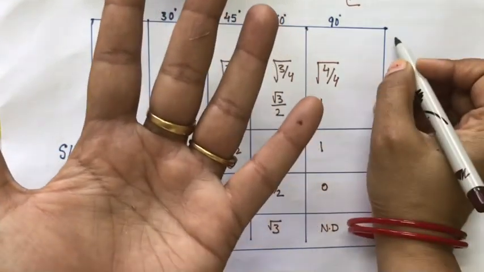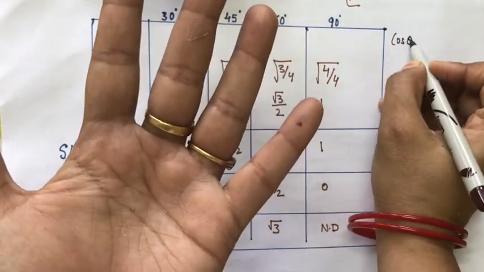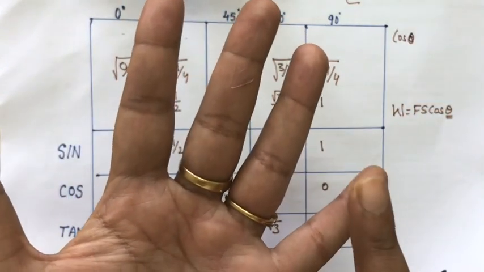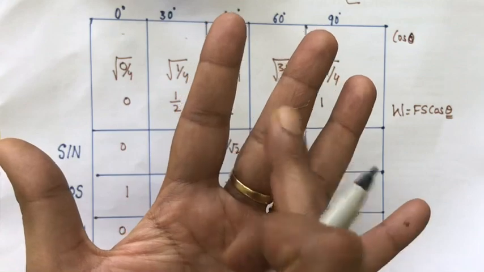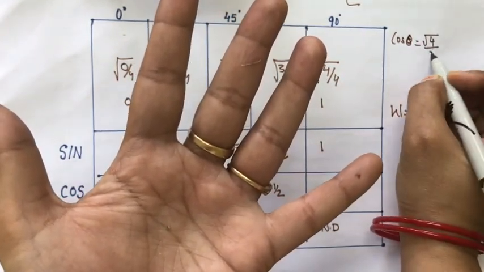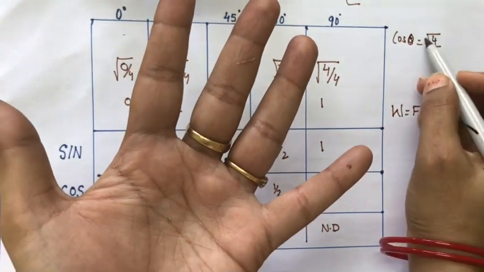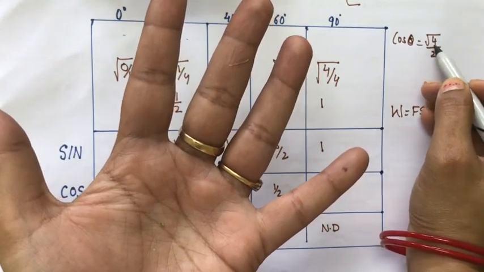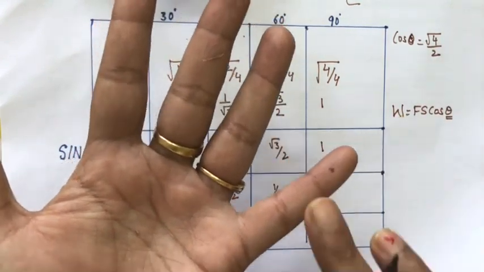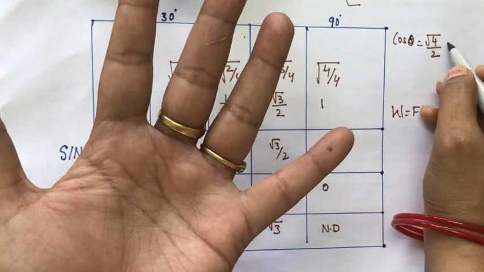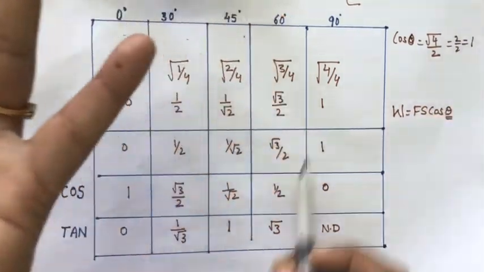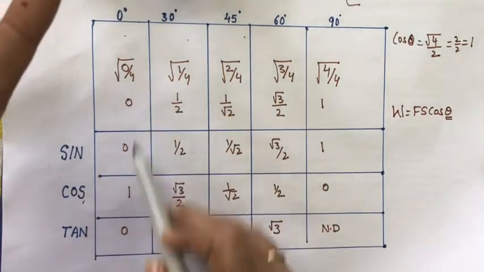So first I am finding the value of cos 0. So this is the first finger, this is 0. So how many fingers are left? 1, 2, 3, 4. So cos 0 will be root 4 by 2. This is the way you have to do. How many fingers are left, that is under root divided by 2 will give you the value of that particular angle. So cos 0 is root 4 by 2. Root 4 by 2 is nothing but 2 by 2, that is 1. So cos 0 is 1.